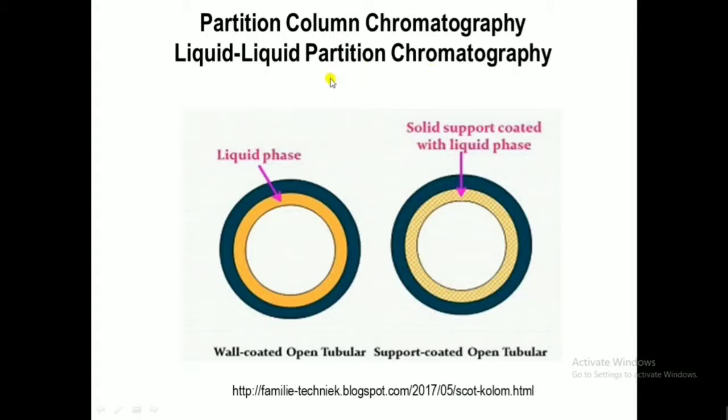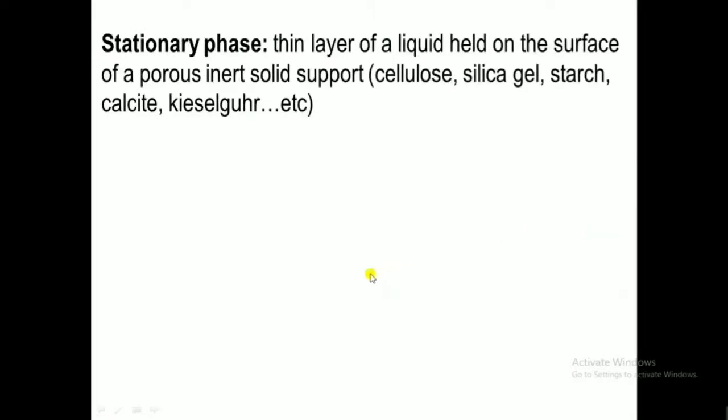The partition is the principle of separation. We will see what partition is later. In liquid partition chromatography, the stationary phase is a thin layer of a liquid held on the surface of a porous inert solid support. For example, you can use cellulose, silica gel, starch, calcite, kieselguhr, which is a kind of mineral. These are the solid supports which we coat on the inner walls of the column. Then we coat our liquid phase on this solid support.